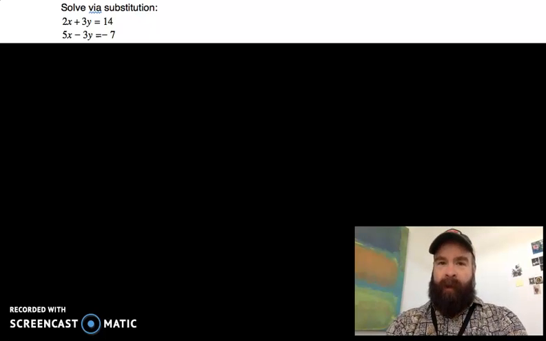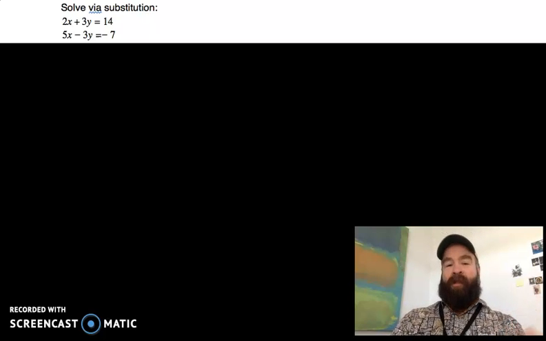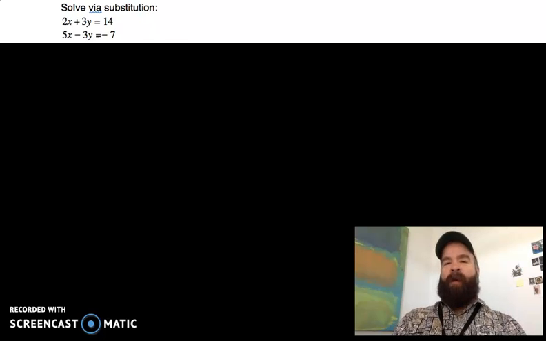So let's talk about solving a system of equations by substitution. Remember, in a system of equations, we're looking for a point that is shared amongst the graphs of the equations that we have. So we're going to use that to our advantage in this process. It's a simple four-step process.